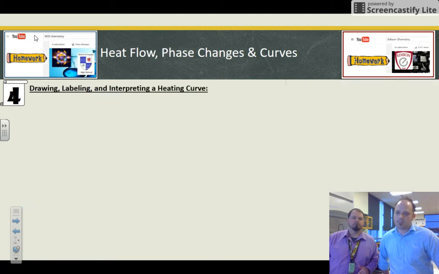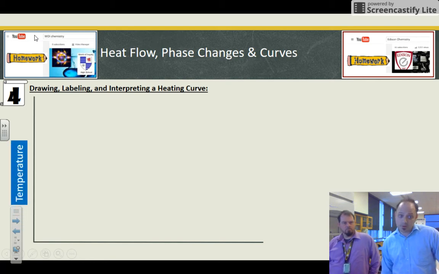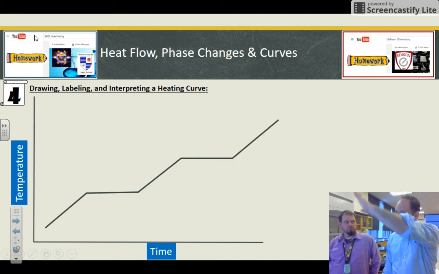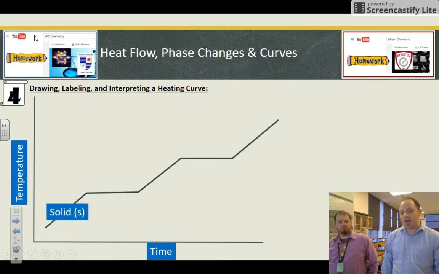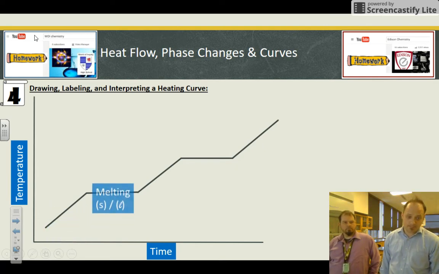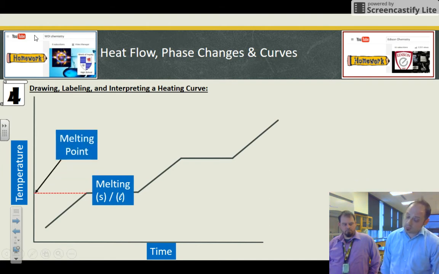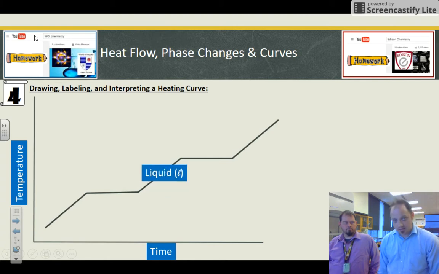Slants and flats. So drawing, labeling, and interpreting a heating curve is simple. You start with temperature on the y, time on the x, and then you draw a slant, flat, slant, flat, slant for a heating curve. Make sure the slope is positive, headed up. That's heating, going up. And you've got three phases of matter. Solid is the first slant. Then it melts, which tells you the melting point as well. Then we get to the liquid, which is the second slant.